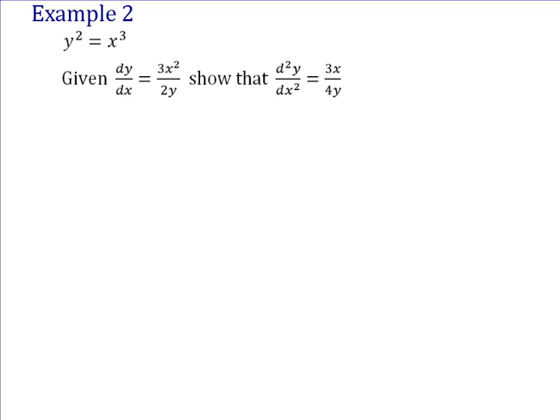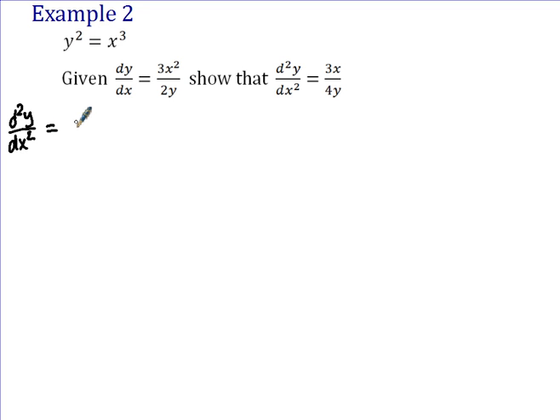In example number 2, y squared is equal to x cubed. And I'm going to give you that first derivative, which is 3x squared over 2y. We want to show that the second derivative is equal to 3x over 4y. So let's find our second derivative. Again, we have a quotient, so we need to do the quotient rule.